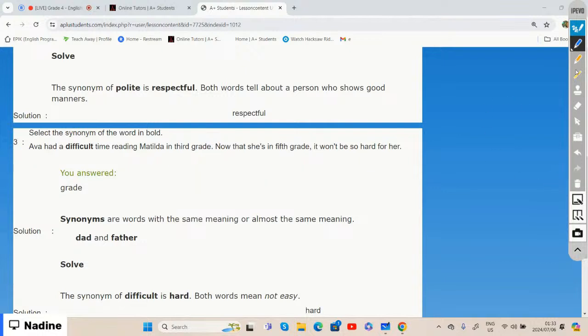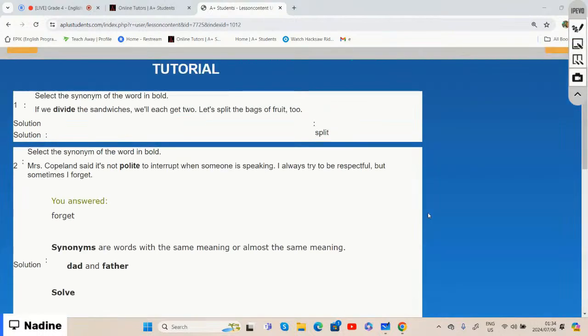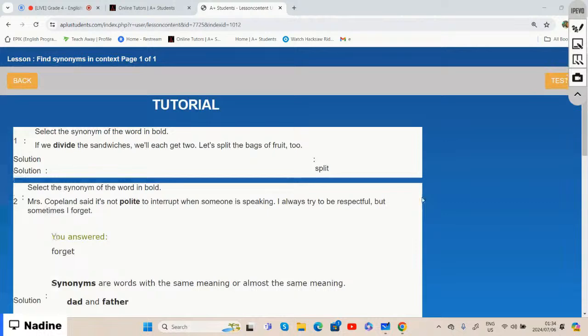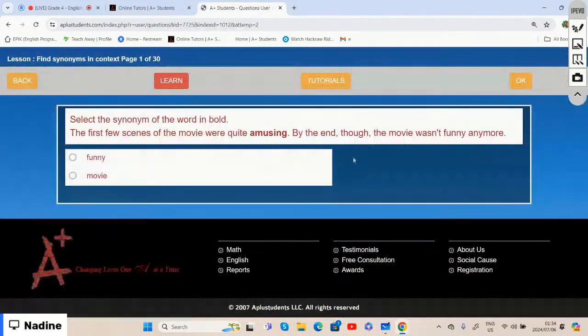All right, so now we're going on to our test where we're going to find synonyms in context. So we need to select the synonym of the word in bold. We need to select the synonym of the word in bold.